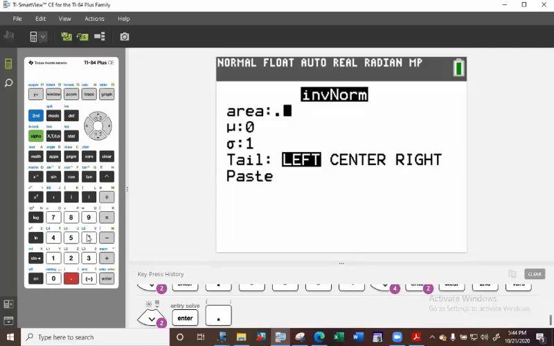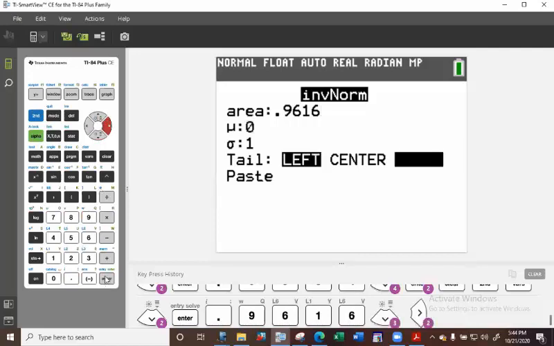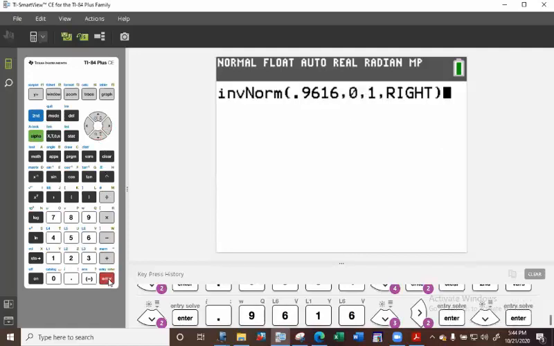I could have gone 0.9616. You can't do this in the 83. You have to know left. But theoretically, I could have changed the word to right, and then watch what it does. It gives me that same answer. But since everything you're going to be doing is left anyway, at least you will for test purposes.